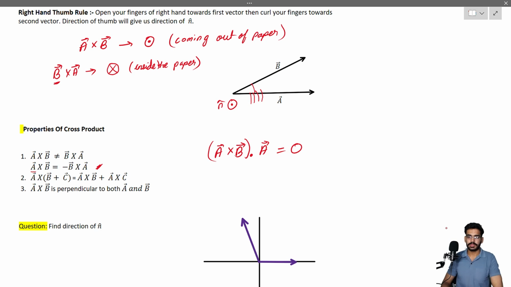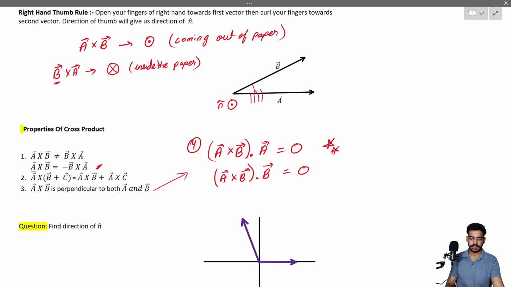Okay, I hope you understand this, right? Because A cross B is perpendicular to A vector, so this is going to be 0, and A cross B dot B, this also is going to be 0, right? So this is your fourth property that you have to remember, very important. This is just a conclusion from 3, right? You draw on the conclusion from 3.